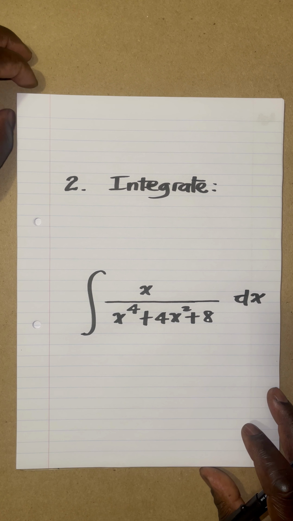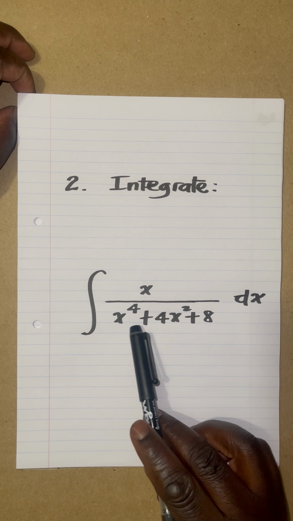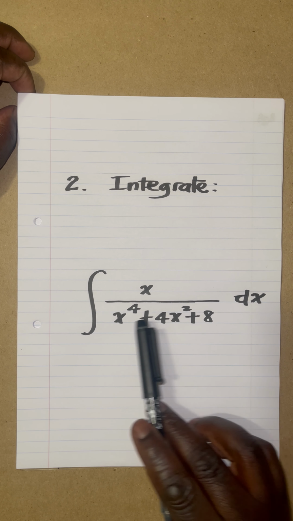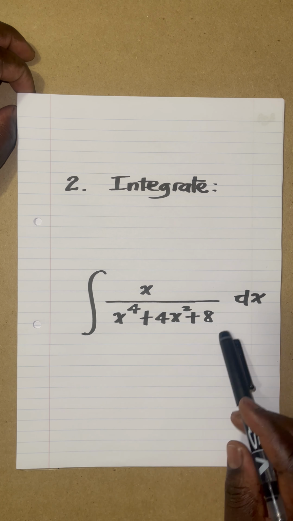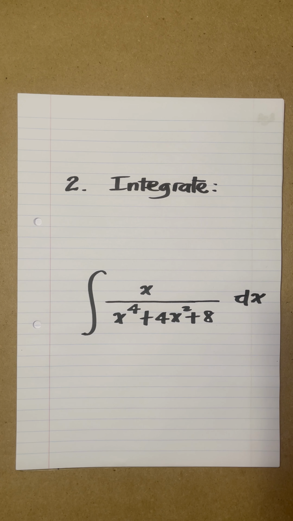Now looking at this integral here, you can clearly see that we have x to the power 4 in the denominator, plus 4x squared, x to the power 4 plus 4x squared plus 8. Now differentiating this doesn't give us x dx, which means we have to perform some technique here to be able to integrate this. So what is it?